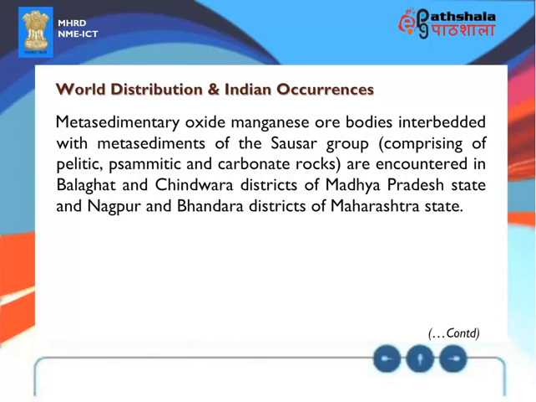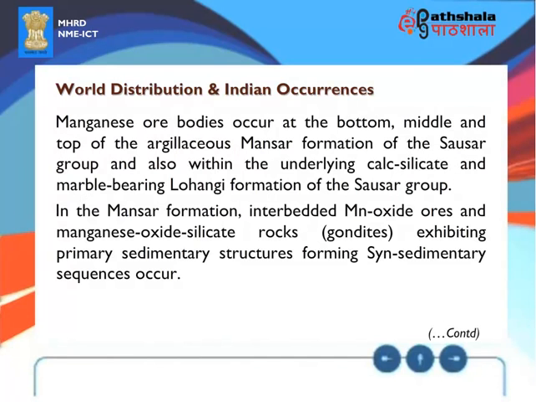Metasedimentary oxide manganese ore bodies interbedded with metasediments of the Sausar group, comprising pelitic, psammitic, and carbonate rocks, are encountered in Balaghat and Chhindwara districts of Madhya Pradesh and Nagpur and Bhandara districts of Maharashtra. Manganese ore bodies occur at the bottom, middle, and top of the argillaceous Mansar formation of the Sausar group and also within the underlying calc-silicate and marble-bearing Lohangi formation of the Sausar group.